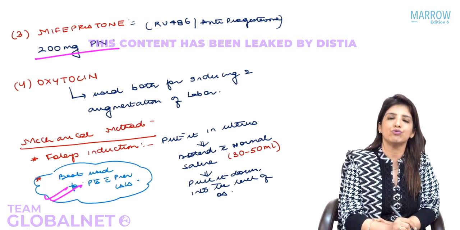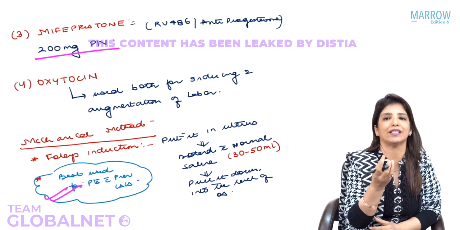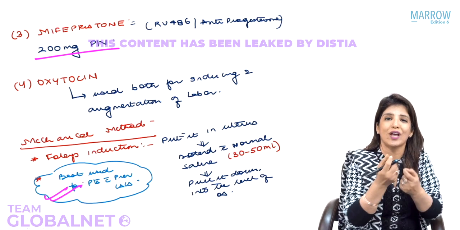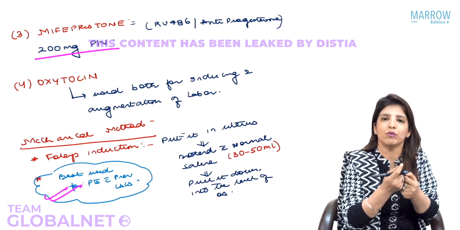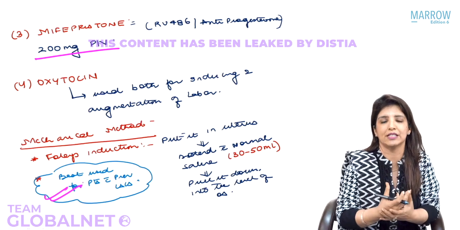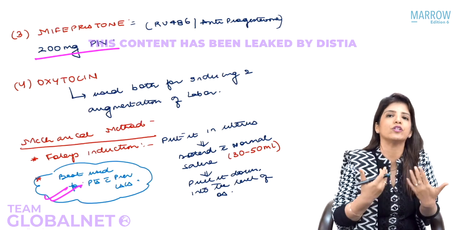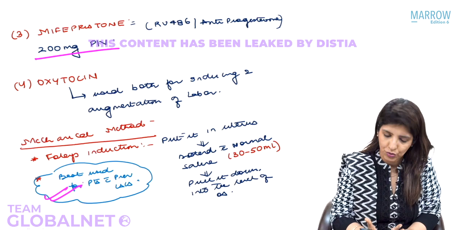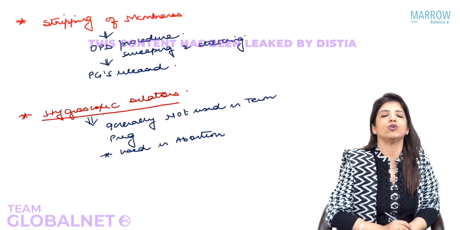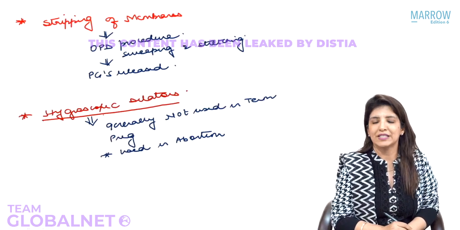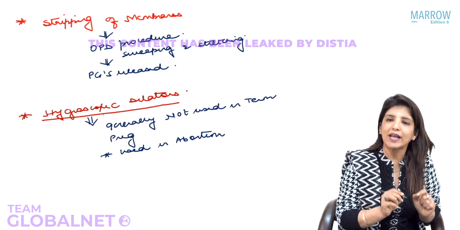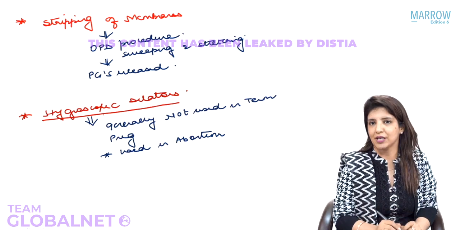What is this going to do? This balloon catheter is going to stretch the internal os, and that is the process which is going to initiate labor. Then you can go for stripping of membranes. Now, this is the only OPD method for inducing labor.